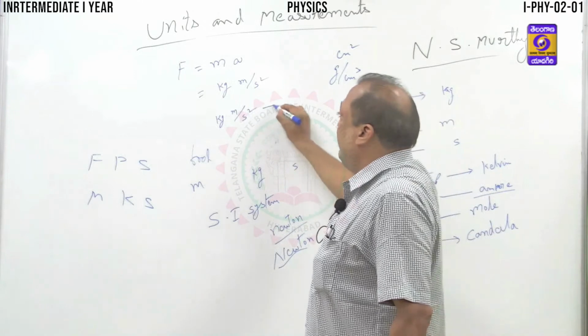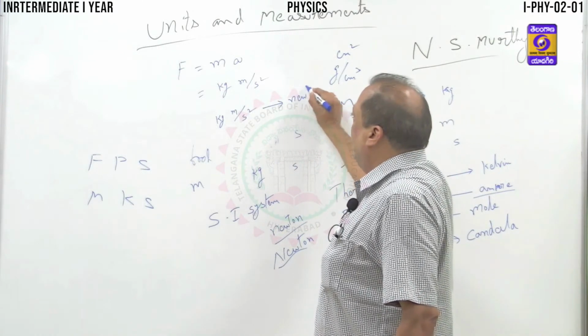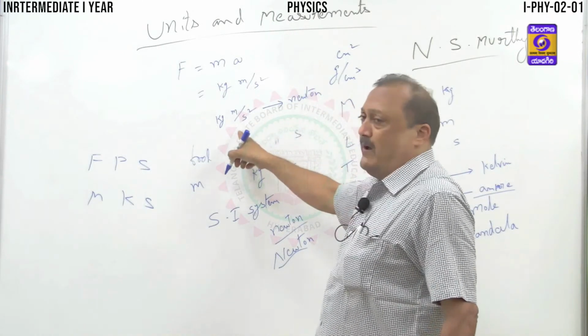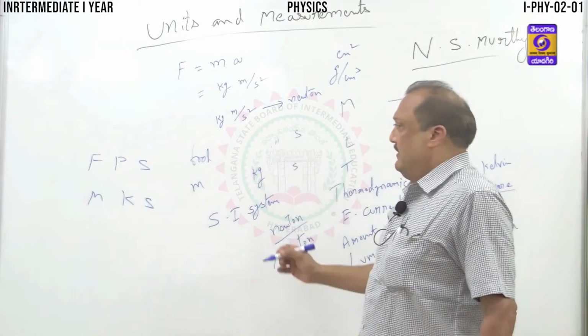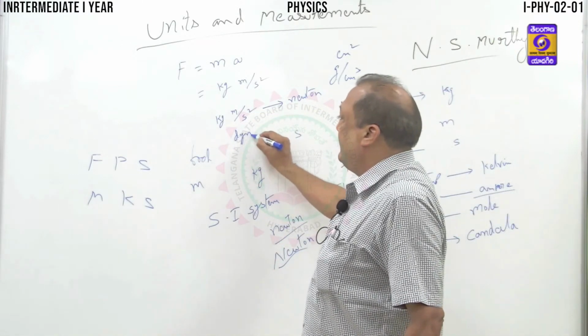For this we are giving the name Newton. 1 Newton = 1 kg meter per second square. Similarly dyne, that is the CGS unit.